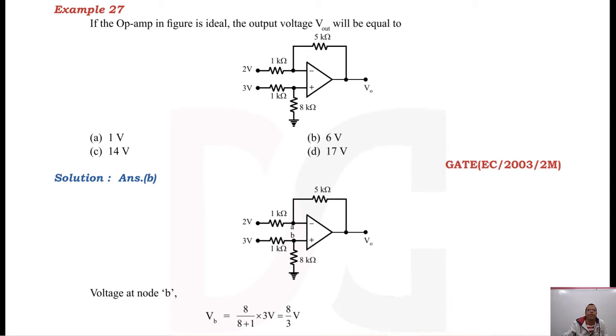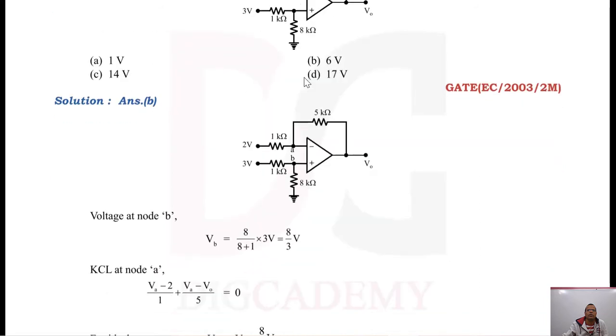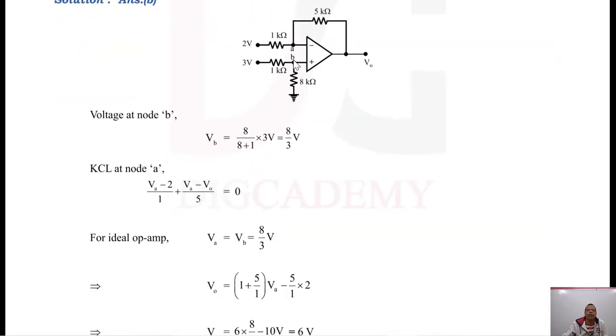So here remember, in any operational amplifier circuit, the procedure is you first find the voltage at the non-inverting terminal and then apply KCL at the inverting terminal. So the voltage at the non-inverting terminal VB will be the voltage across the 8 ohm resistance. So that will be 8 divided by 8 plus 1 into 3 volts. So this is the voltage divider rule. The voltage at node B is 8 by 3 volt.